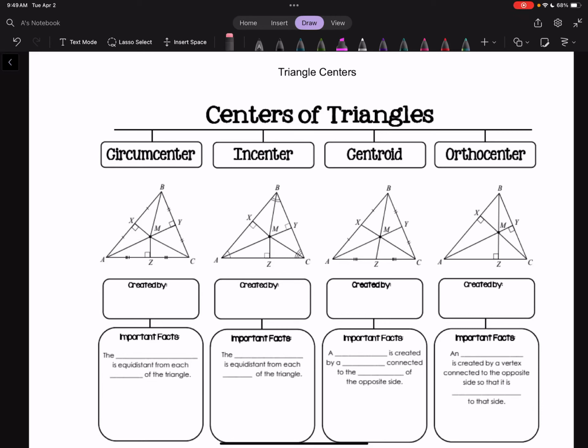Today we're going to be starting with centers of triangles. There are four types that we're going to have to know today. They are circumcenter, incenter, centroid, and orthocenter. I'm going to break each of these down and we'll be done for the day.